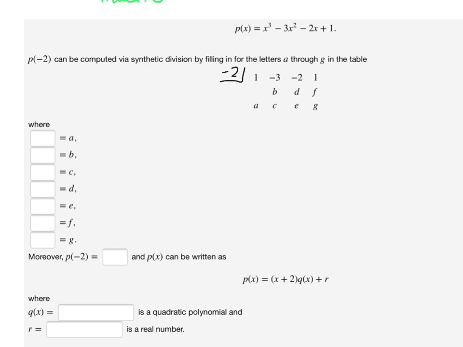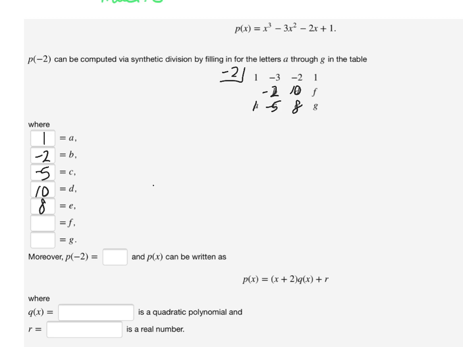So if I was doing the regular synthetic division, my first number I would drop down is 1. So that's what goes here in that A position. And then I would do negative 2 times 1. So that number is going to be negative 2. That's what I'm going to put in the B. Then I'm going to add those two together and I get negative 5. That's what goes into the C. And then negative 5 times negative 2 is 10. That's what goes into the D. Negative 2 plus 10 is 8. That's what goes into E.